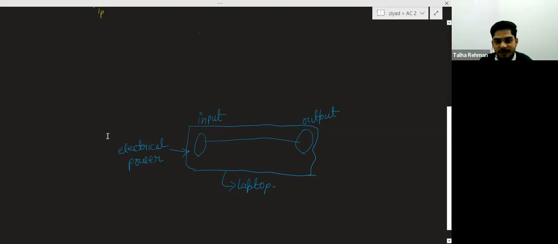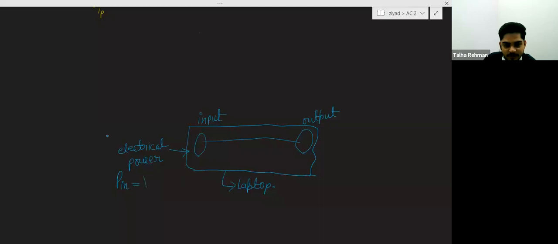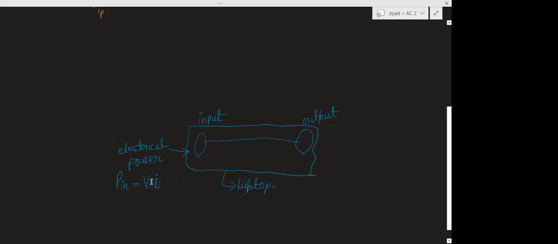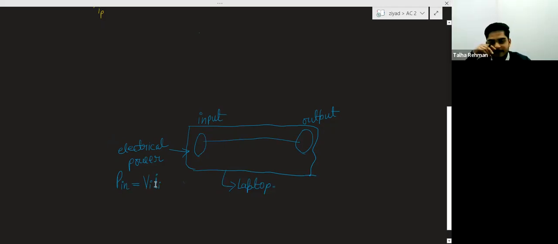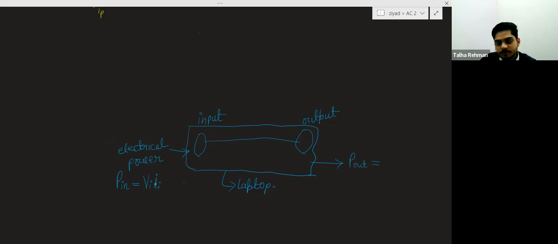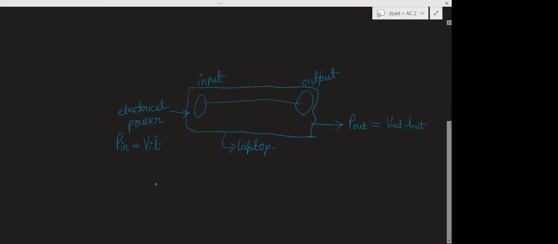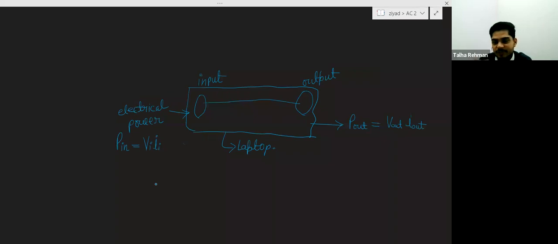So basically, suppose you have provided the electrical power, input power: input voltage into input current, VI into II. And at output, you are getting the power V out into I out, voltage into current. This is a practical aspect I am telling you. When you do it experimentally, the input power will not be equal to the output power.